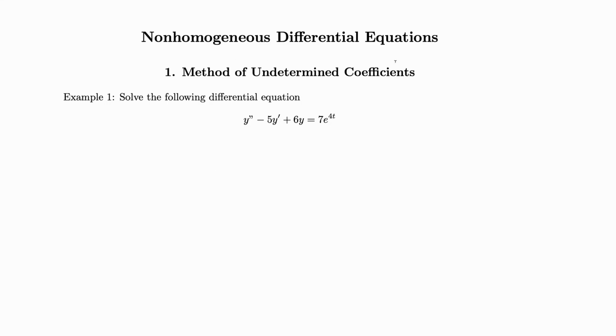Non-homogeneous differential equations. In our previous video we solved this equation, y double prime minus 5y prime plus 6y equals this. Now I'm going to do a related problem. Example 2: solve y double prime minus 5y prime plus 6y equals, let's say, 7e raised to 3t. I just changed e^4t to e^3t.